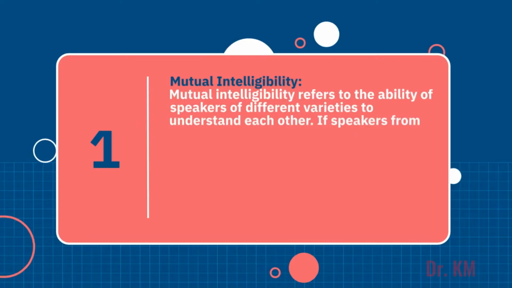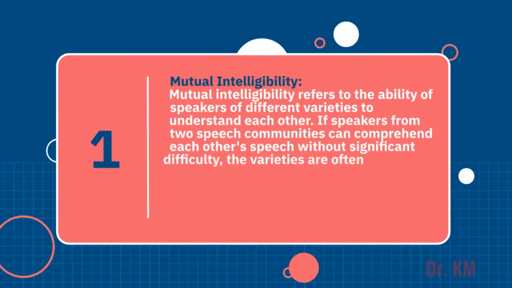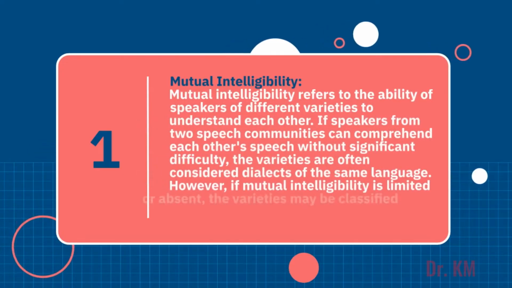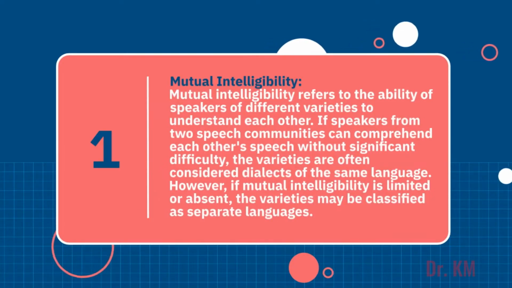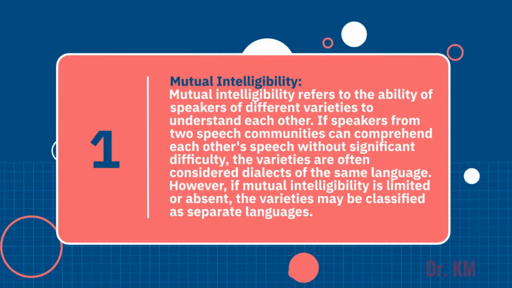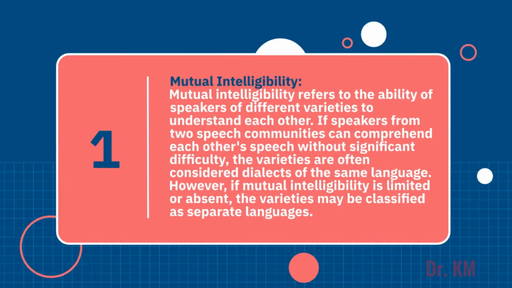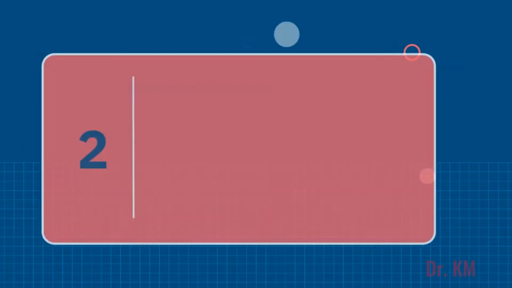1. Mutual intelligibility. Mutual intelligibility refers to the ability of speakers of different varieties to understand each other. If speakers from two speech communities can comprehend each other's speech without significant difficulty, the varieties are often considered dialects of the same language. However, if mutual intelligibility is limited or absent, the varieties may be classified as separate languages.